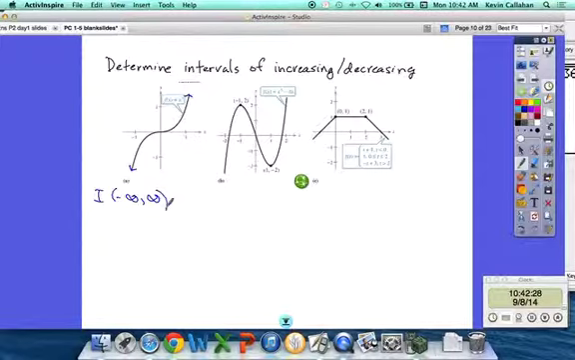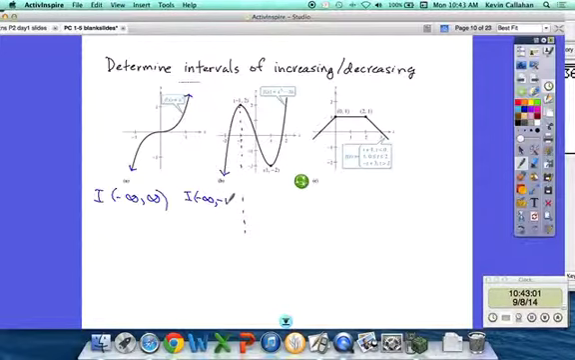How about this one? What's it doing from here to here? And from here to here? And from here to here? Increasing, right? So if we wanted to write this interval, how would I write it? That's an increase, and it is -infinity to -1. Right? It's the x value, not the y, just the x value, to -1.